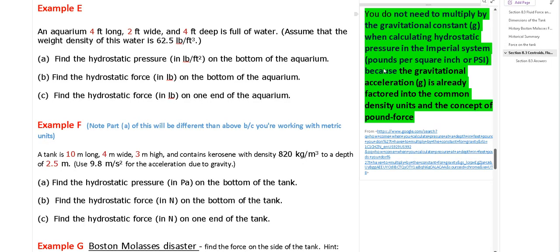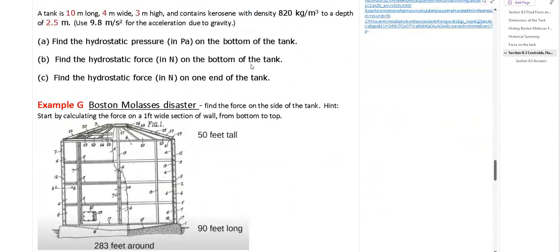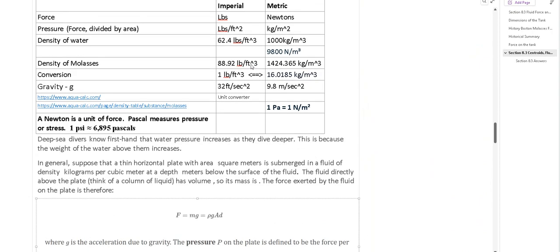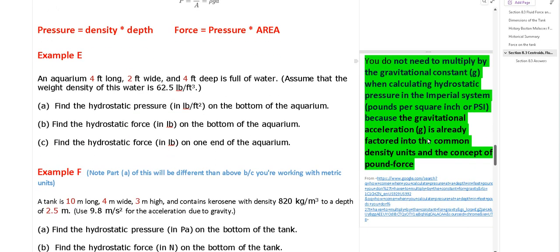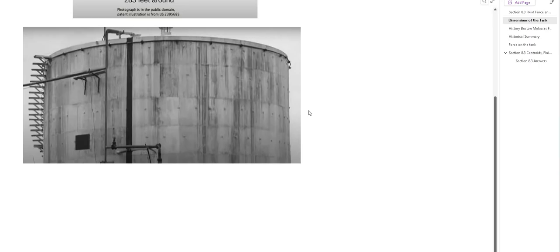So let me just double check back here. Let's see, I think I got it as one of these units up here. Yeah, density of molasses, almost 90 pounds per cubic foot. So it's about 50% more dense than water. So it's really, really heavy stuff, and it's generally pretty thick. So let me go back to, where is it? Is it this one? Yeah, this one.